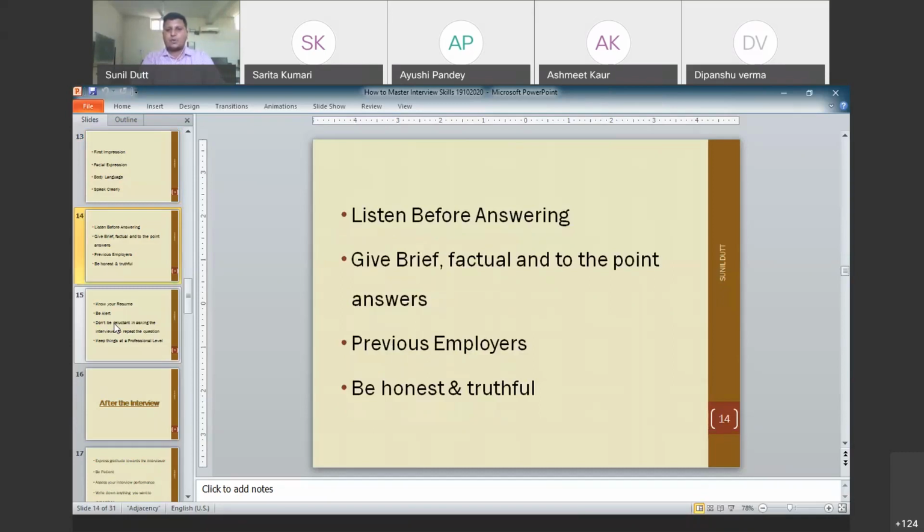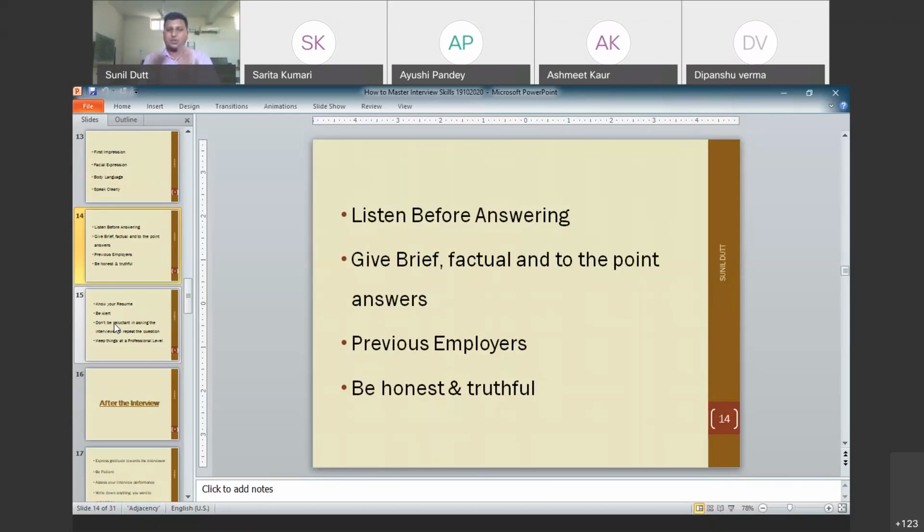Then listen before answering. Many a time some of the interviewees are so overexcited that they don't even bother to listen to the whole question. You may misinterpret the question if you have not heard it properly, or if you did not allow the interviewer to complete the question. So don't be eager to answer the moment the interviewer is done posing the question. Give at least 2 to 3 seconds of relaxation to both the interviewer and yourself. Then compose yourself. Then try to answer.